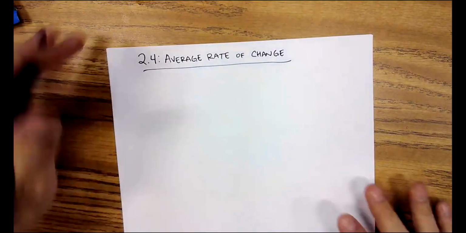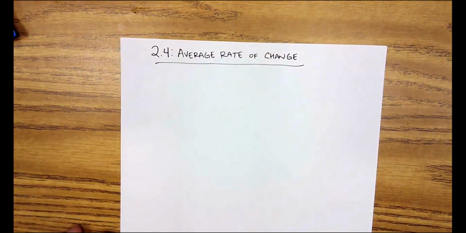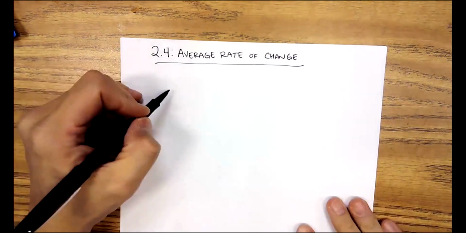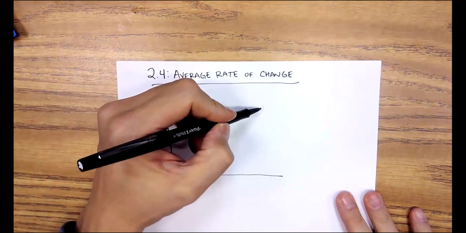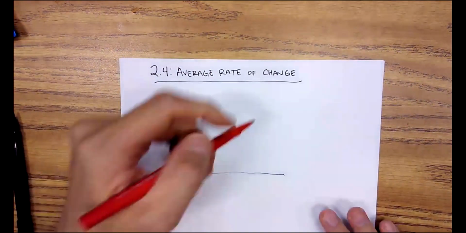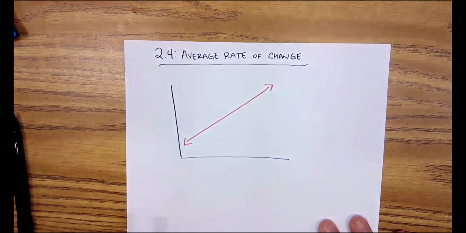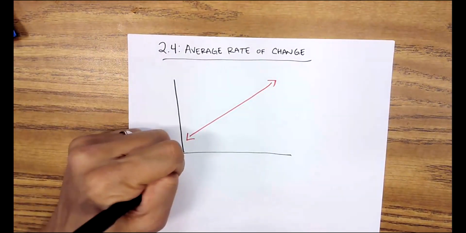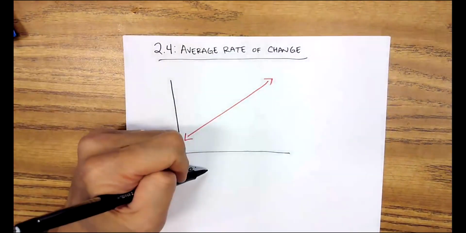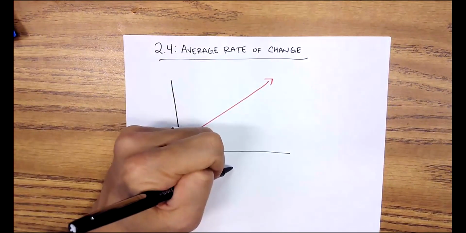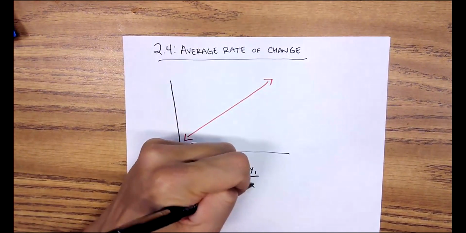2.4, we're talking about average rate of change. And the average rate of change, we all know, if it's a linear function, meaning if we have, let's say, this graph, right? And we have this line here. That means the average rate of change is your slope. So we're essentially just getting our slope, okay? Which is m, which again is y2 minus y1 over x2 minus x1.